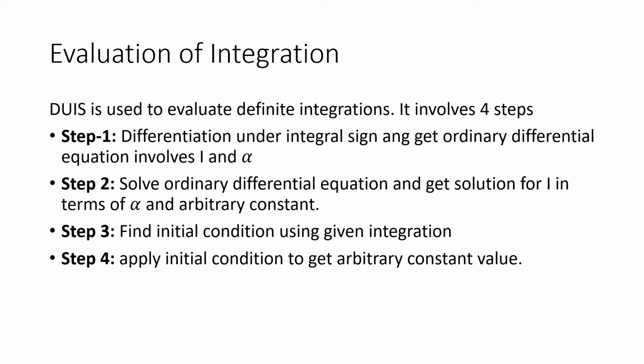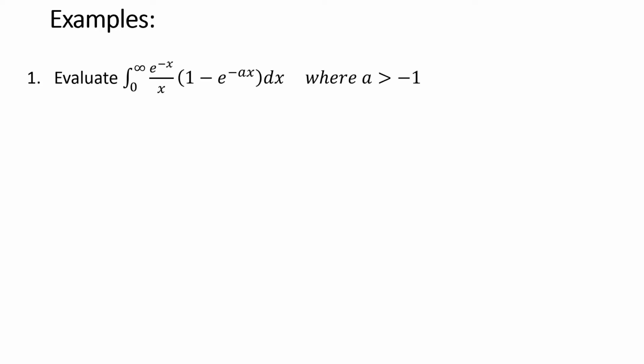Okay, so I will take first example in which first we will apply all these 4 steps, and then you will get to know how to solve the particular given question. So next we will take first example. So first example, let's evaluate integral 0 to infinity e raised to minus x upon x into 1 minus e raised to minus ax whole dx, where a is strictly greater than minus 1.